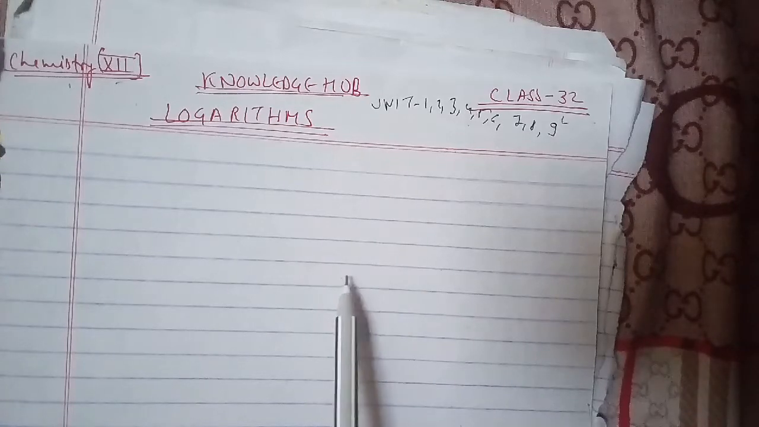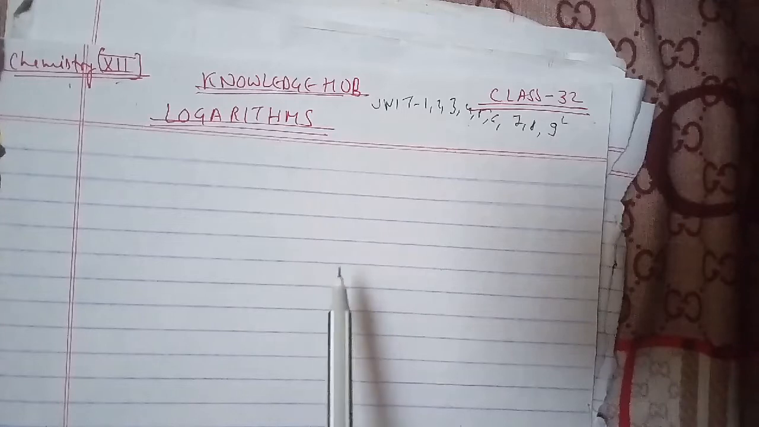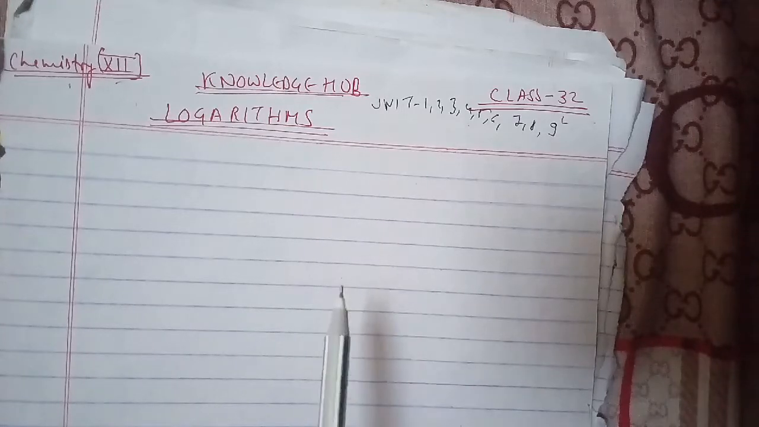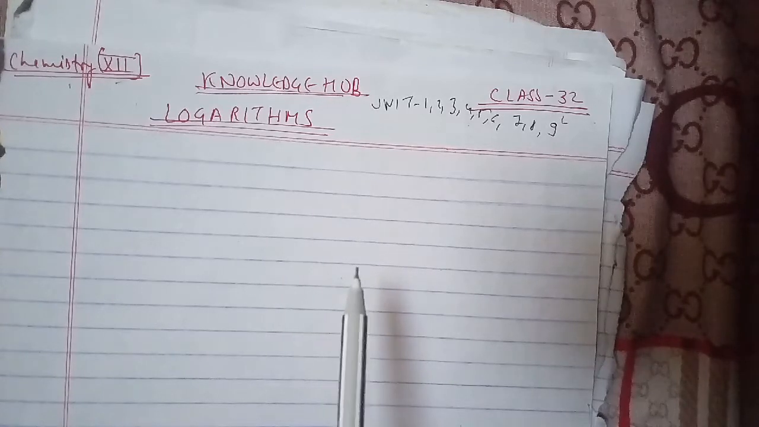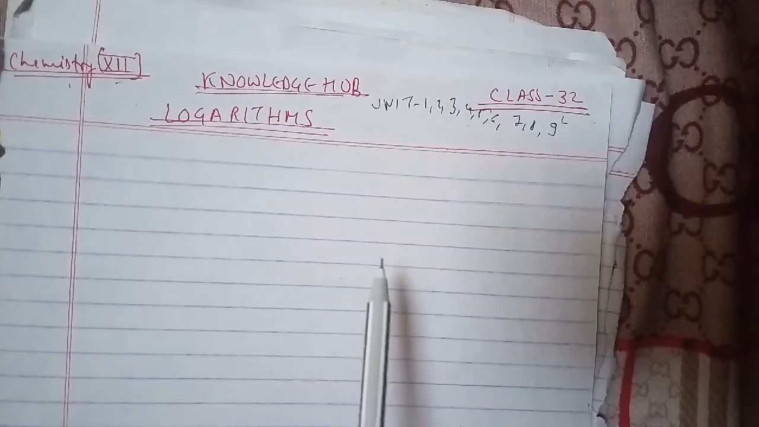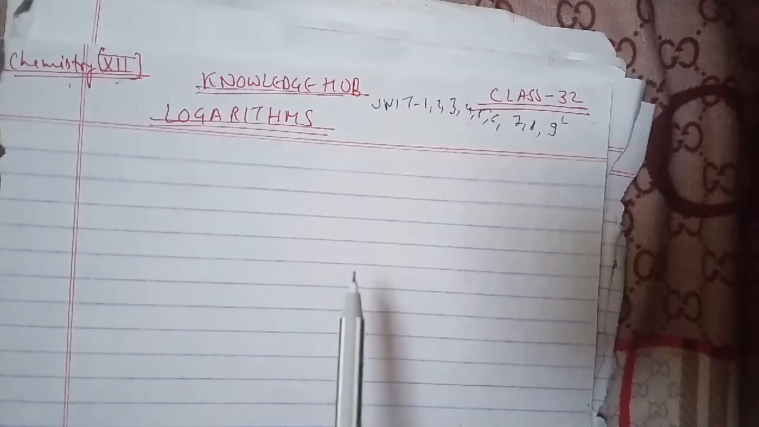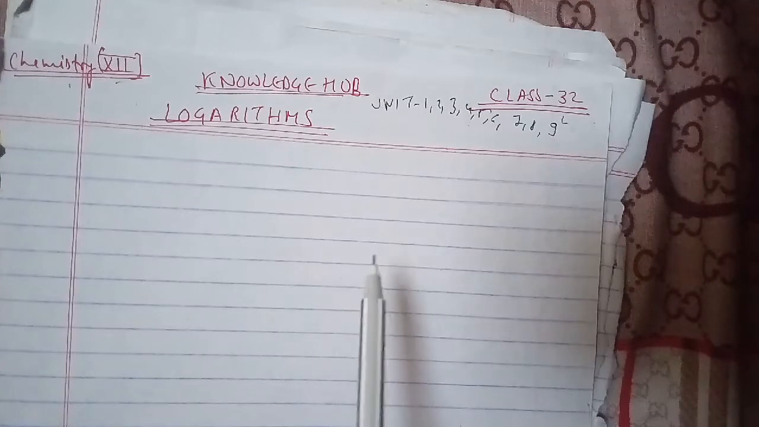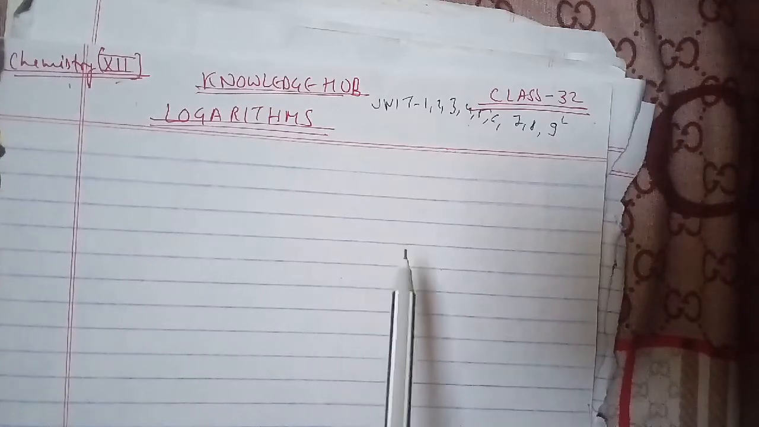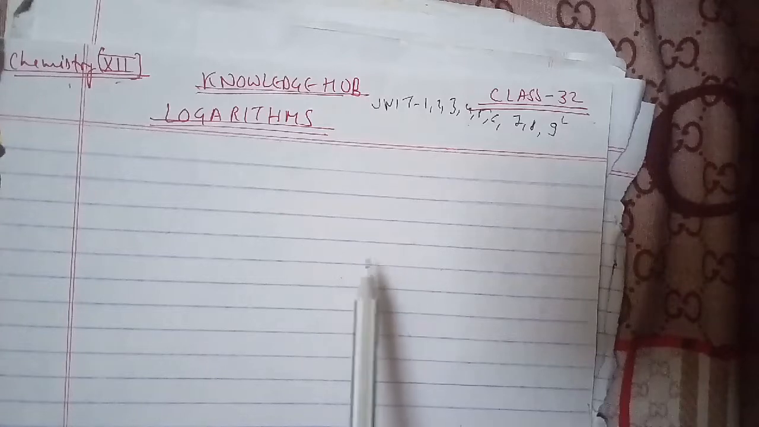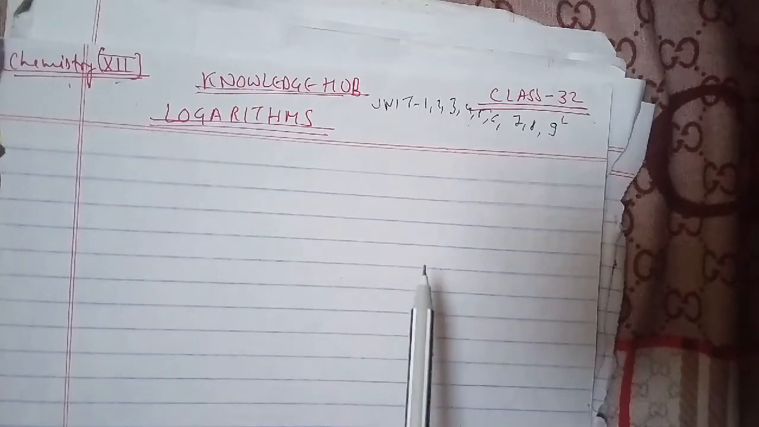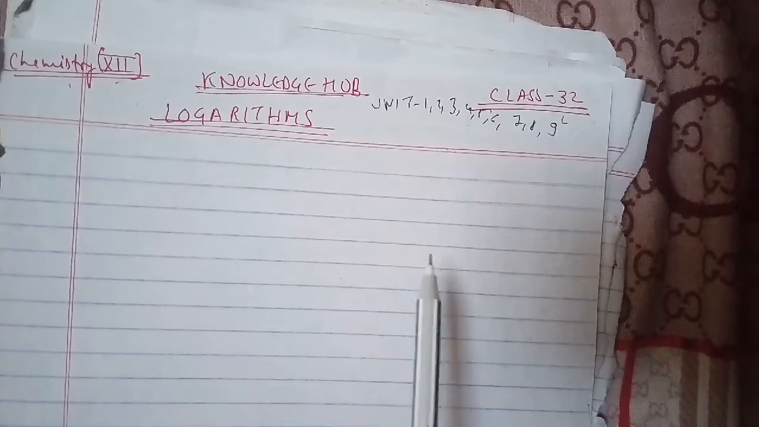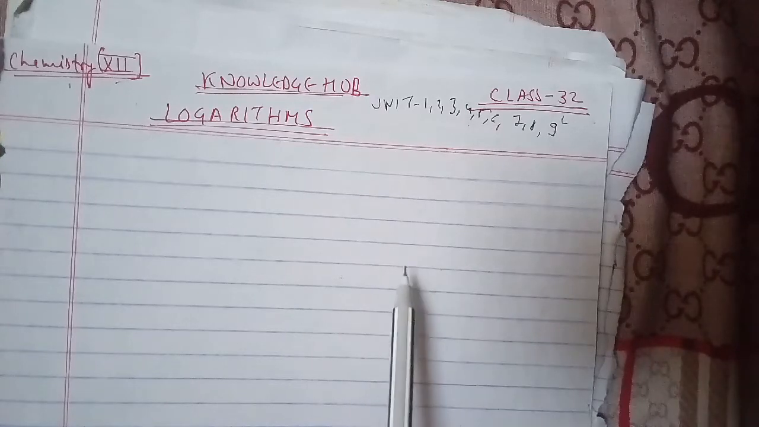In general, for a positive real number a and a rational number m, a to the power m is equal to b, where b is a real number. In other words, we can say that m is the power of base a that gives b. Here m is the power and a is the base. So another way of stating the same fact is that the logarithm of b to base a is m.